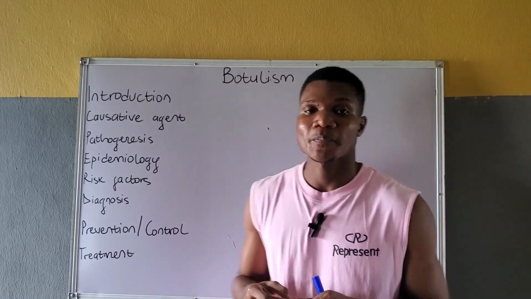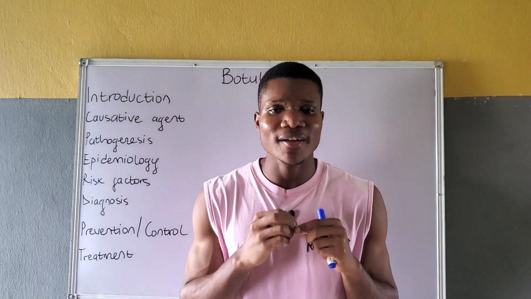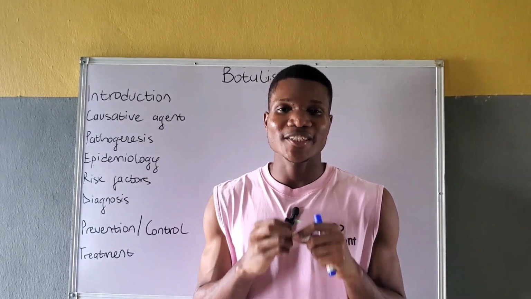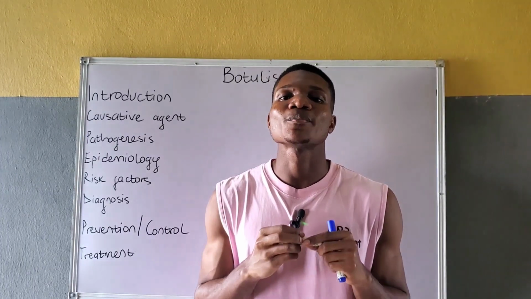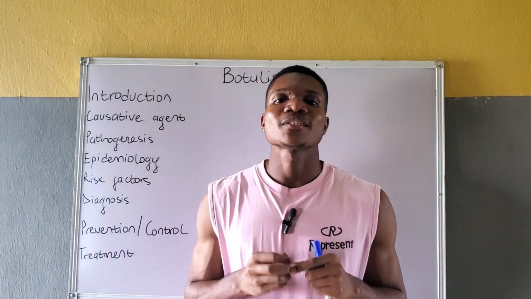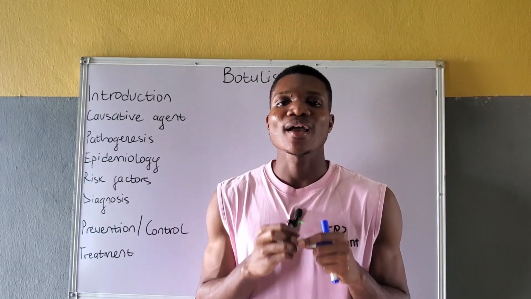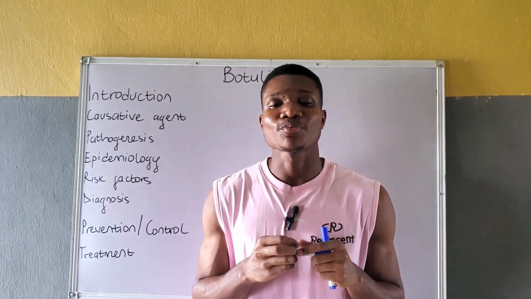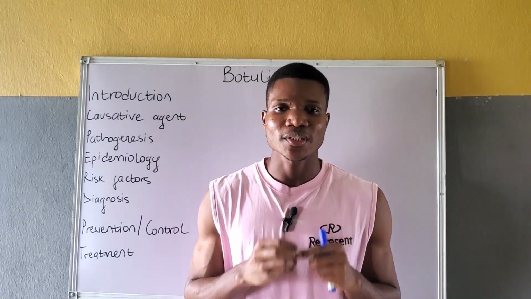What is botulism? Botulism is a rare but potentially fatal neuroparalytic condition that is caused by exposure to the botulinum neurotoxin, which is one of the most potent biological toxins known to mankind. Botulism is characterized by acute, symmetrical, descending flaccid paralysis, which can usually progress rapidly to respiratory failure if left untreated.